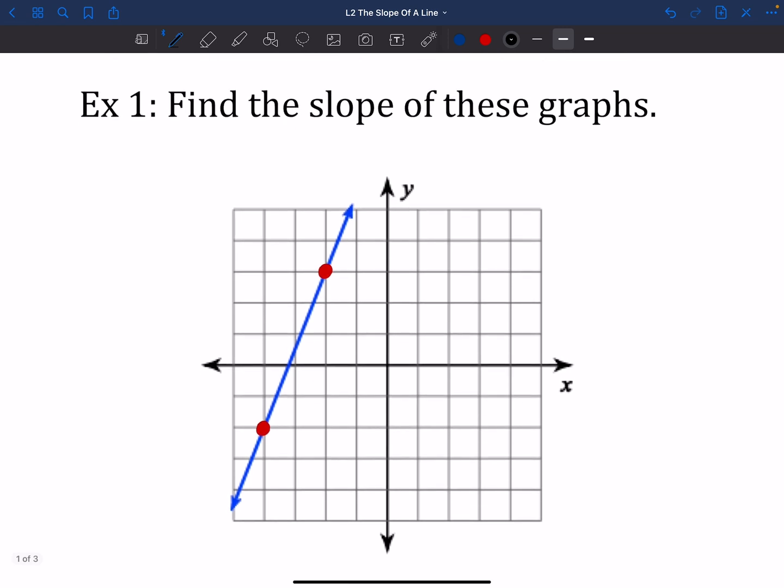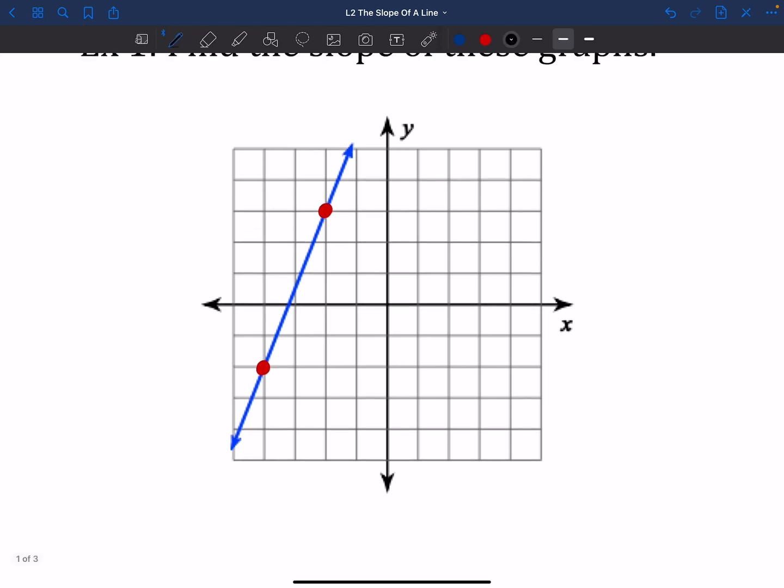I read this problem as find the slope of these graphs, and I went in this direction, right? What I like to do is I like to think about the points the same way. So we're going to start with the point that's on the left, and we're going to kind of go over and go to the next point further to the right. So I'm going to start here.